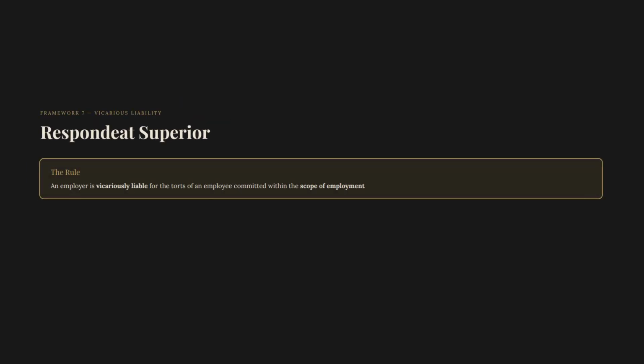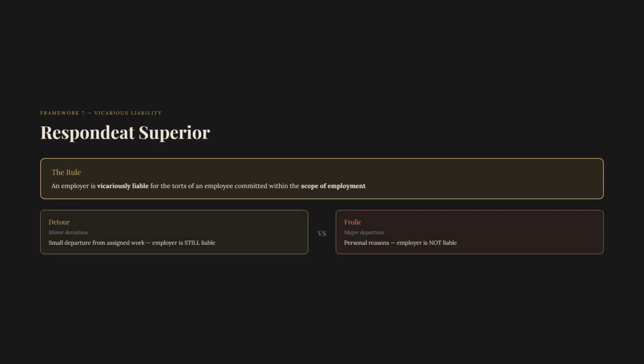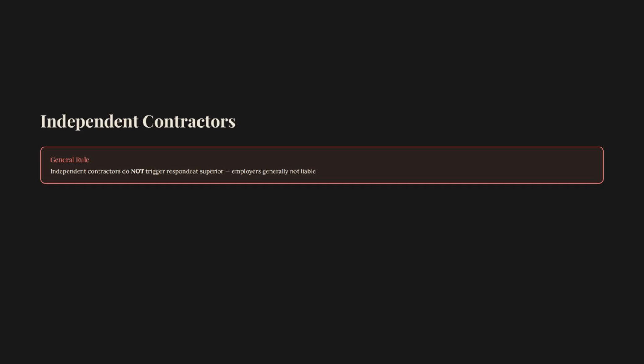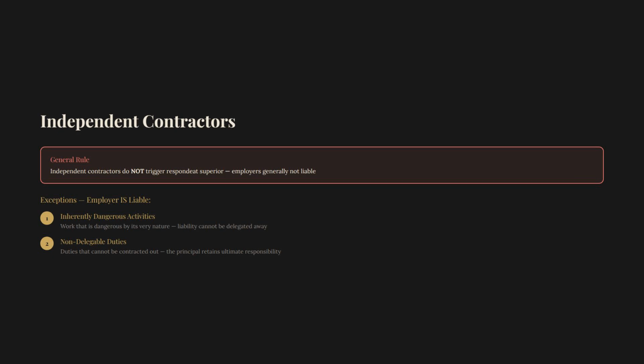And respondeat superior. An employer is vicariously liable for the torts of an employee committed within the scope of employment. Frolic versus detour. A minor deviation from assigned work is a detour, so the employer is still liable. But a major departure for personal reasons is a frolic, which means the employer isn't. Independent contractors generally don't trigger respondeat superior, but there are exceptions for inherently dangerous activities and non-delegable duties.